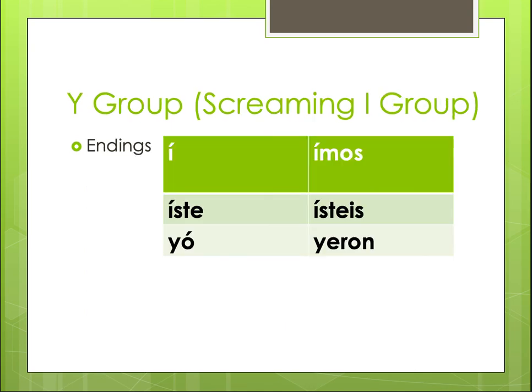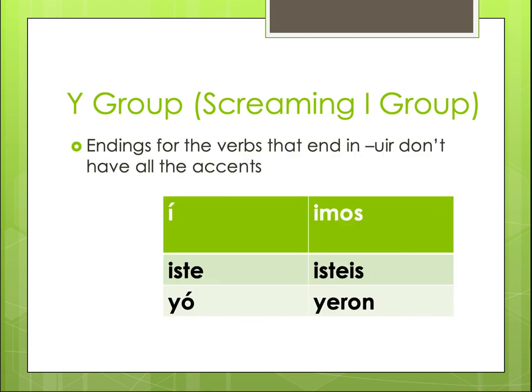Okay, for most of them, the accents look like this. On the top, you've got screaming I's. So you've got 4 forms with I with an accent. So iste, imos, and istes, accents on all 4. But then on the bottom, it's the Y's. So yo with an accent and yeron. But those ones that had the UIR, so destruir, construir, excluir, they don't have the same accents. So the Y part is the same, yo and yeron, but up on top, they only have the accent on the yo form.